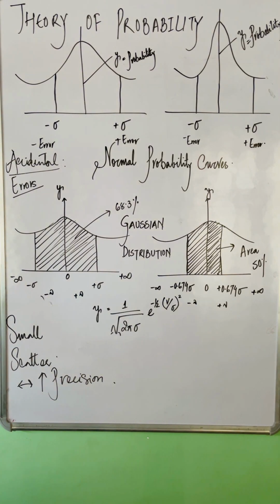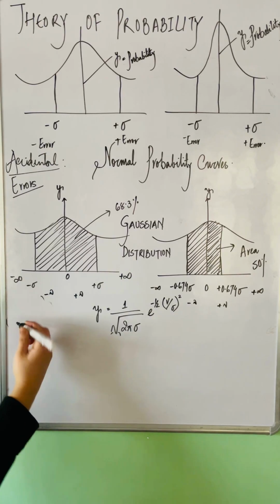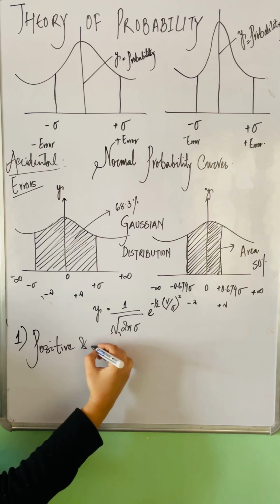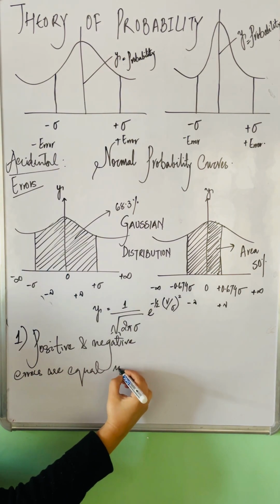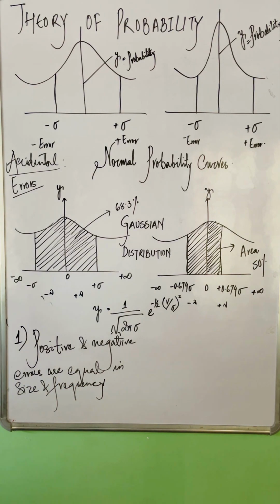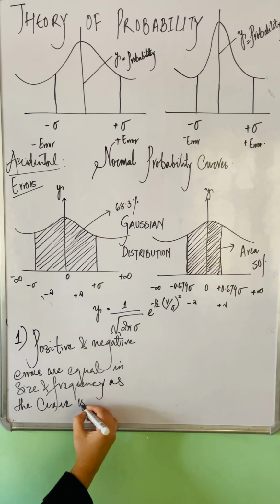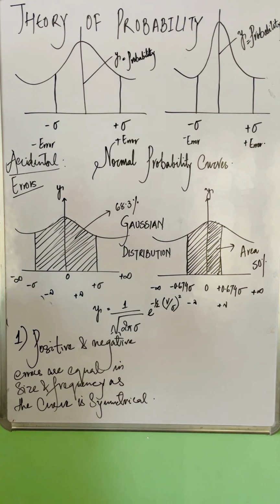Some important points regarding the normal probability curves. The first one being that the positive and negative errors are equal in size and frequency, because the curve is symmetrical. All right, students. So positive and negative errors are equal in size and frequency as the curves are symmetrical.